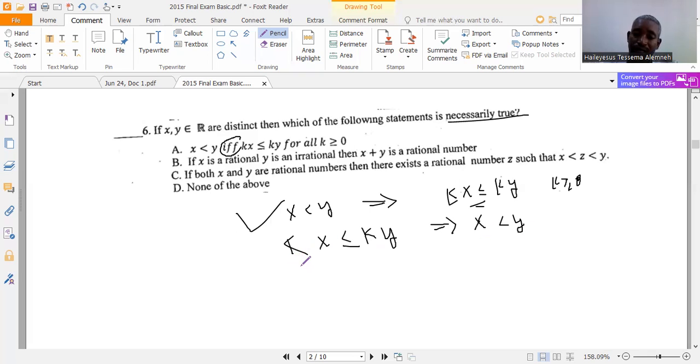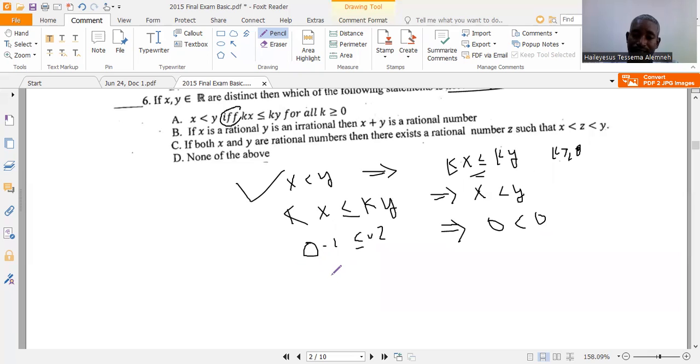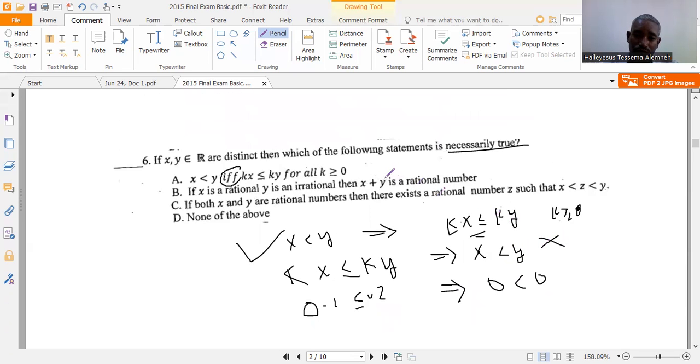For instance, we can take x and y as 1 and 2. Clearly, 1 is less than 2. If we multiply both by 0, 0 cannot be less than 0. It implies 0 is less than or equal to 0 instead. Or we can take any other number that relates to this function. So this statement is not correct. So this is not necessarily true.